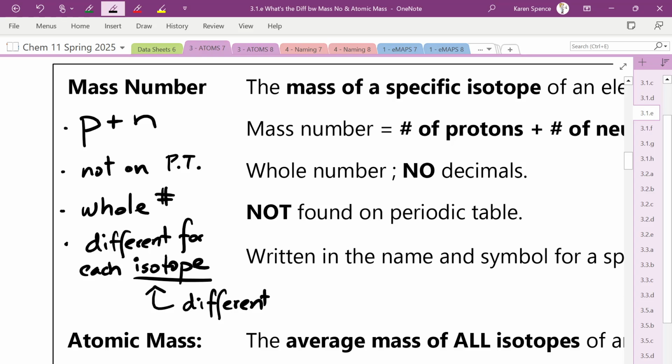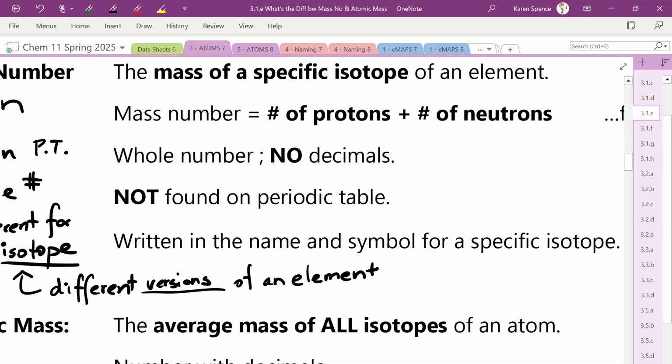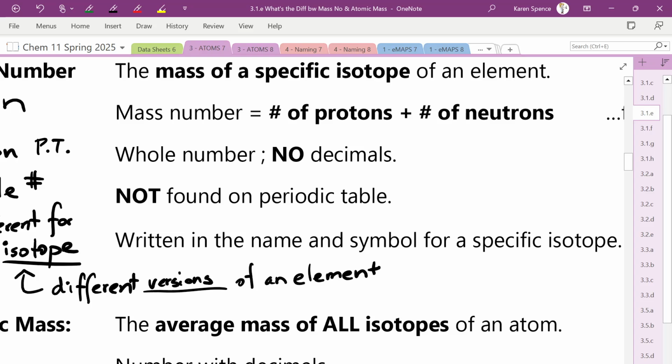Isotopes are different versions of an element. I'm going to say element. Different versions of an element. And what makes them different from each other? Tell your partner. What makes them different from each other?